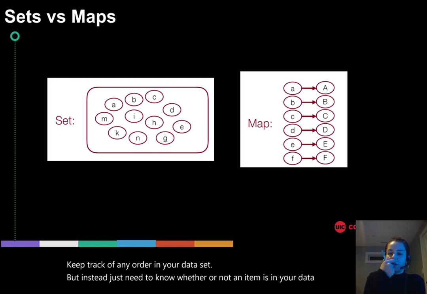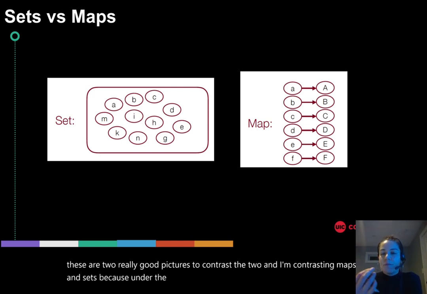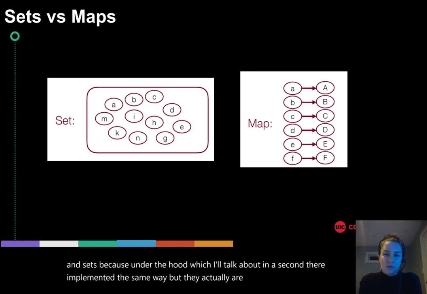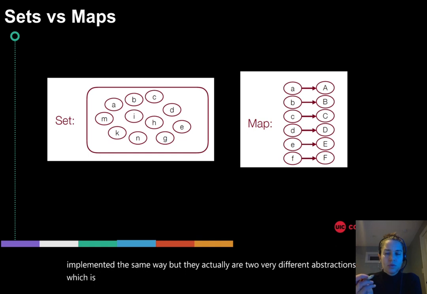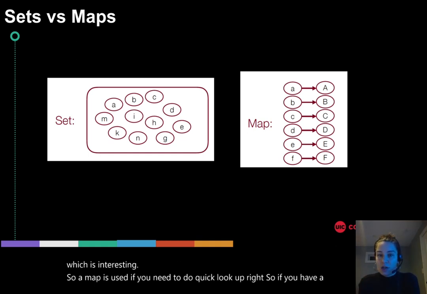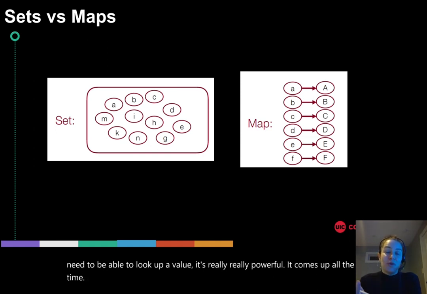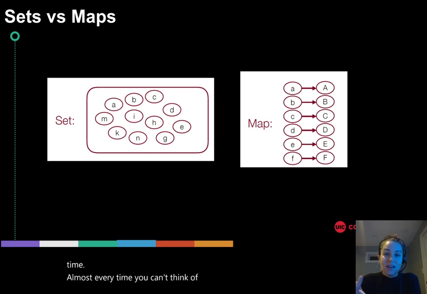These are two really good pictures to contrast the two. I'm contrasting maps and sets because under the hood, which I'll talk about in a second, they're implemented the same way, but they are two very different abstractions, which is interesting. A map is used if you need to do quick lookup. If you have a key and need to look up a value, it's really powerful. It comes up all the time. Almost every time you can't think of a faster way to do something, a lot of times it's a map. It's a hash map.